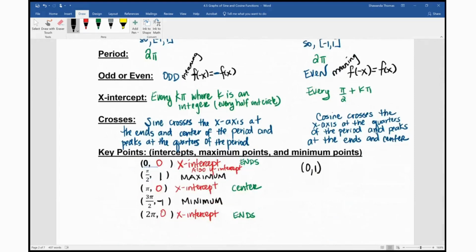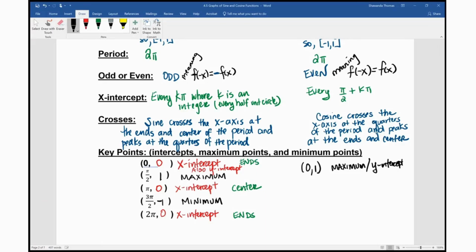What else is the point 0, 1 known as? The max. Okay, that is a maximum point. Good. Maximum. Yes, it is, and it is a y-intercept.